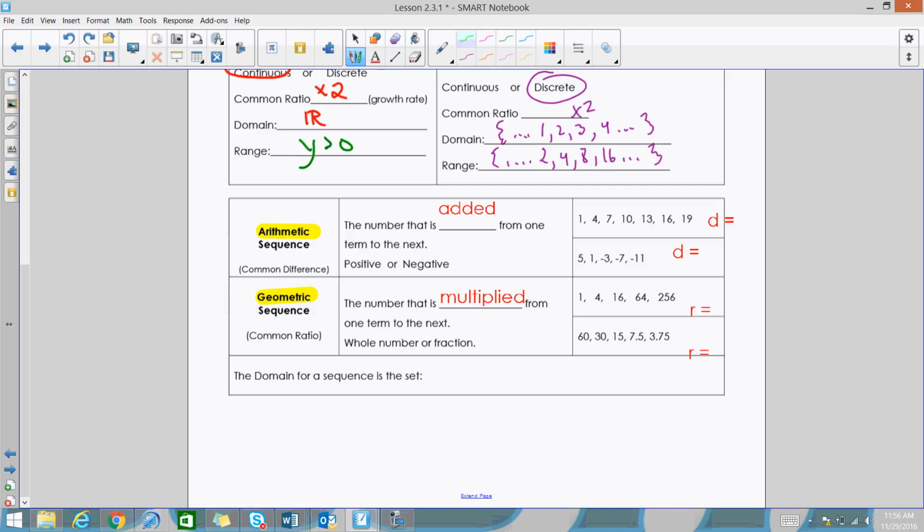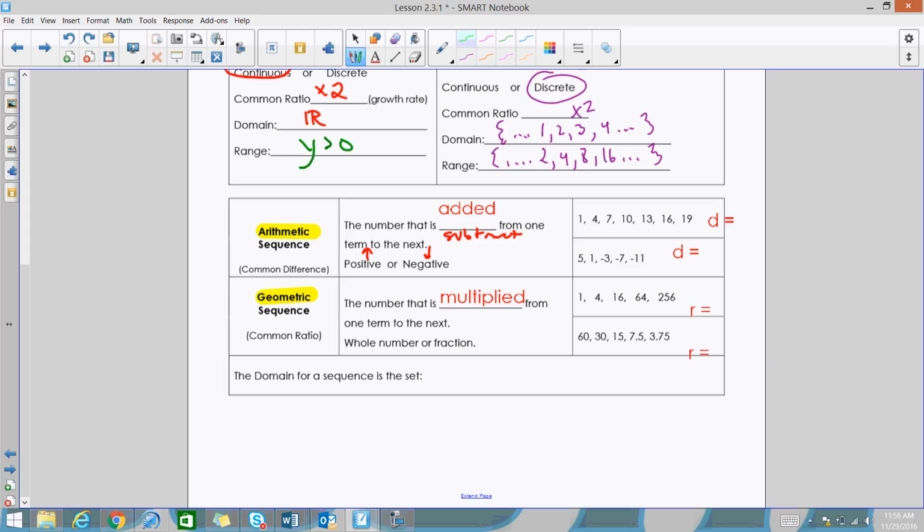Arithmetic means you can add or really subtract from one number to the next. All right? So you're adding or subtracting to get from one number to the next. So it says positive or negative. Really, if you're adding, your number is going to be positive, you're going up. Negative means you're going downward.